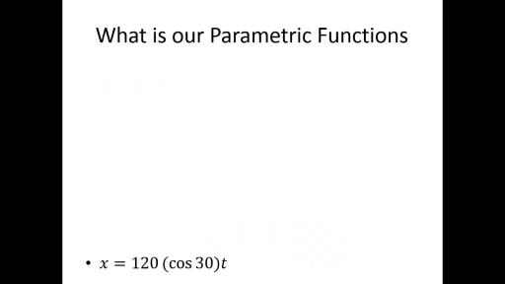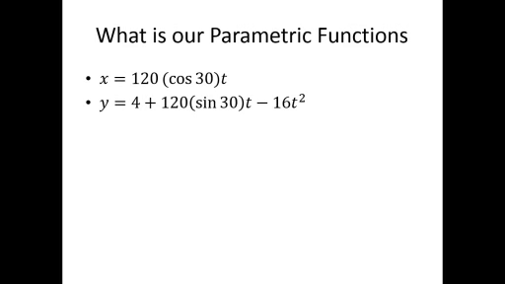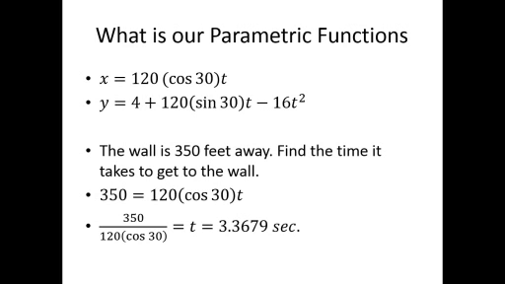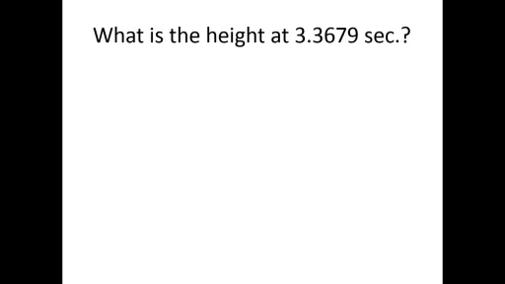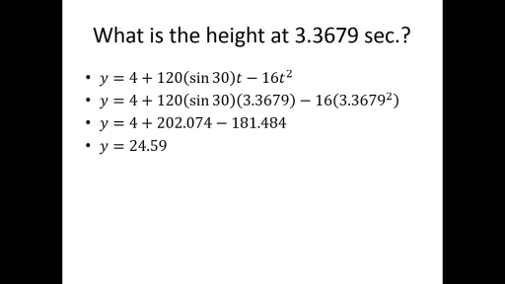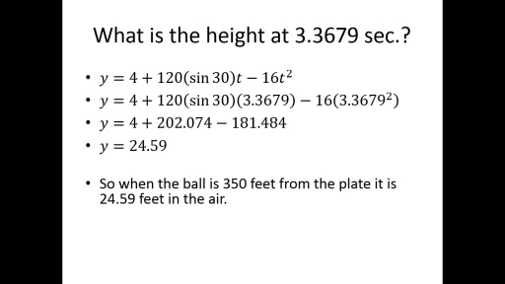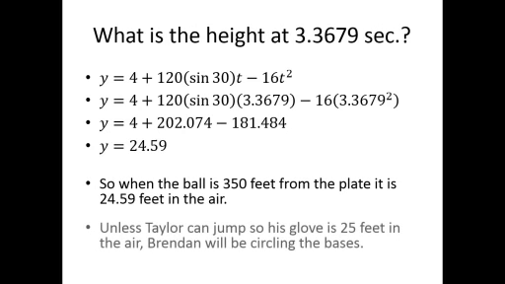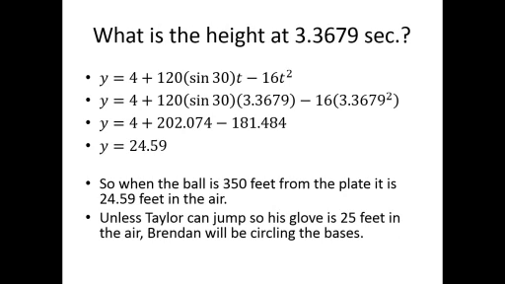Okay, so here's the setup. We have our time of 3.367. What was the height at that? 24.59. I was a couple hundredths off, but it's because of rounding errors. But as you see, it was over enough. So that means that yes, he has a home run, unless Taylor can jump 25 feet, but obviously you can't do that. So home run.